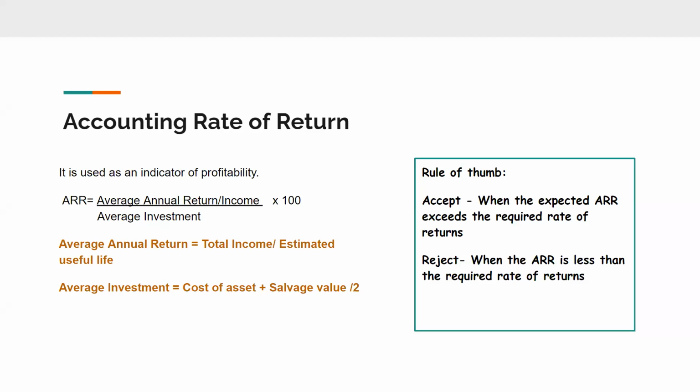Now the average annual return is your total annual income, right? Divided by the estimated useful life of the particular investment. The average investment is the cost of the asset plus its salvage value, divided by 2. Just 1 second.